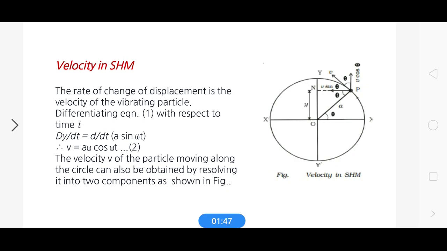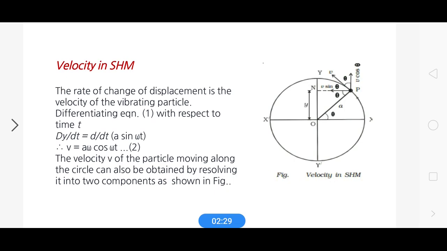And here after time t the particle is at point P, where the linear velocity of the particle is always tangential to the circular path. So in the figure, v is the linear velocity of the particle at P. You can see the direction of the linear velocity at point P, so that is tangential at that point. The velocity in SHM is the rate of change of displacement of the vibrating particle, as we know that.